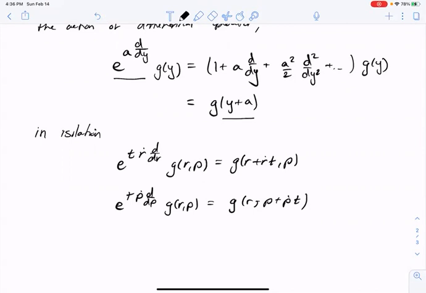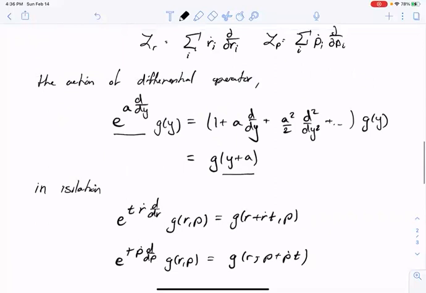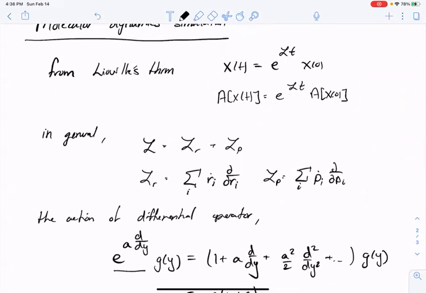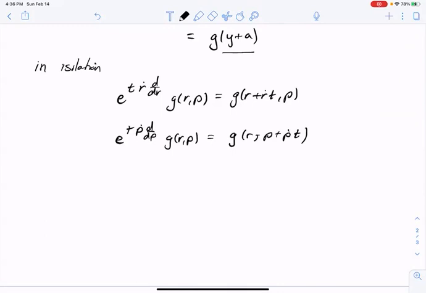However, the positions, of course, depend on momentum. Where positions go in time depends on how fast they're going. The rate of change is the momentum. Similarly, how momentum changes depends on the force, and the force, of course, depends on the positions. So these two actions, updating R at a fixed P or updating P at a fixed R, do not generate the same evolution.